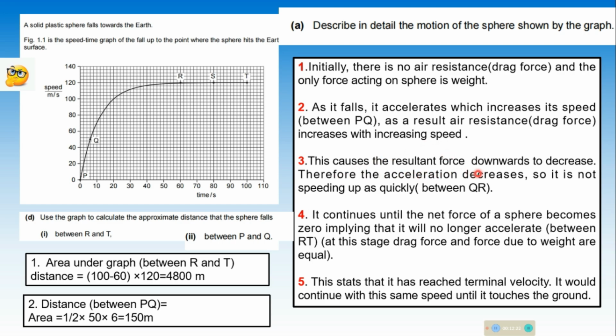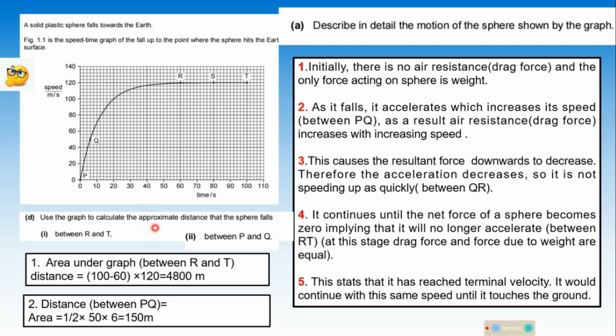This causes the resultant force downward to decrease, therefore the acceleration decreases, so it is not speeding up as quickly. Between Q and R we can see it continues until the net force on the sphere becomes zero, implying that it will no longer accelerate between R and T. At this stage, drag force and force due to weight are equal. This state means it has reached terminal velocity. It would continue with this speed until it touches the ground.